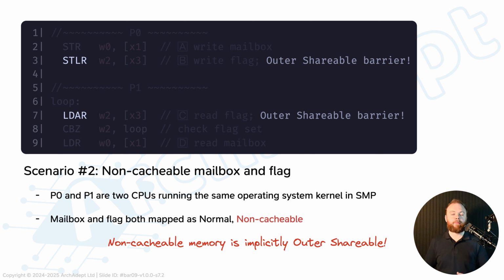Conversely, if we've mapped the region of memory as outer shareable, then we'll be establishing order across all observers in the same outer shareable domain. Crucially, mapping a region of memory as non-cacheable means that region is implicitly treated as being outer shareable.